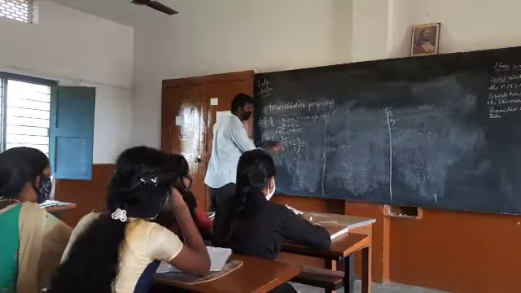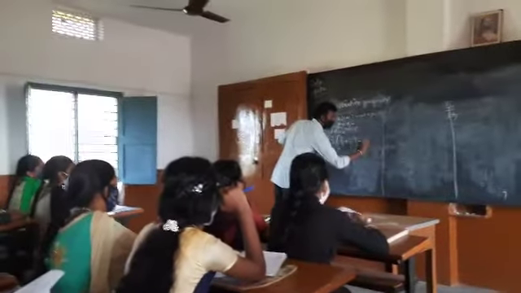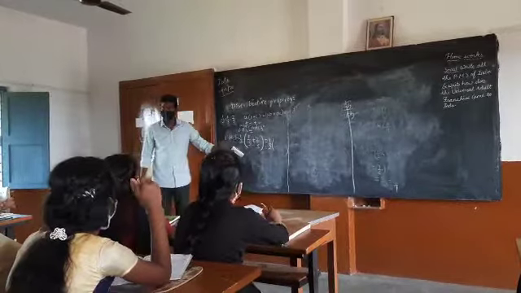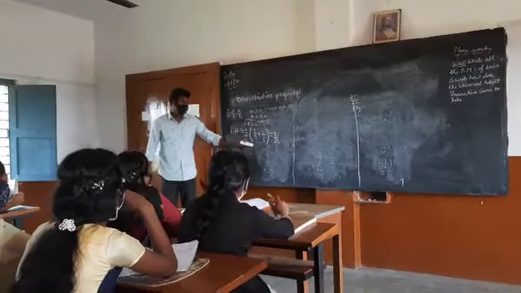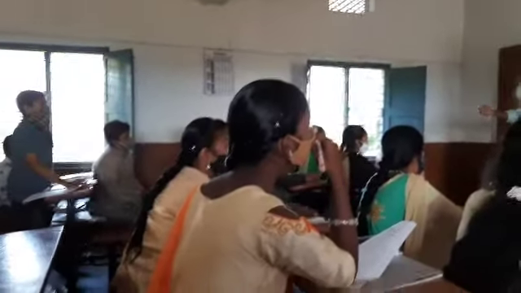Understood? Let us check this. 1 by 2 into 1 by 3 plus 2 by 3. Solve the brackets first. 1 by 3 plus 2 by 3. Who will do it? Very easy. 2 by 3. Yeah, yourself. 1 3 is a 3. Okay.